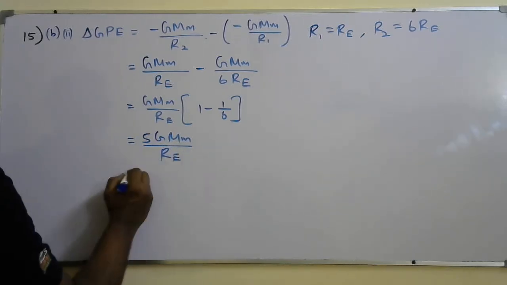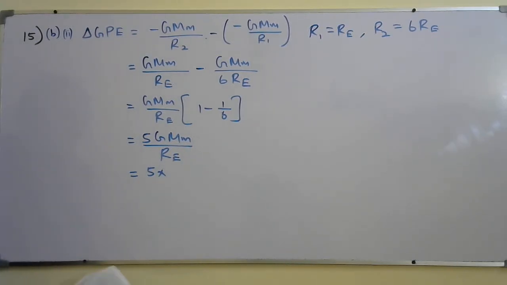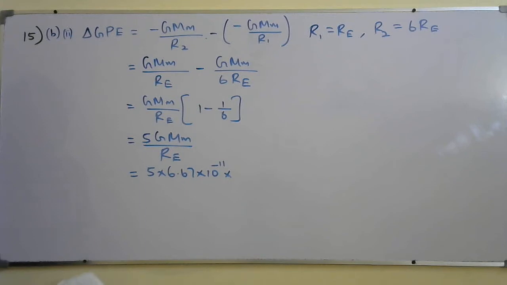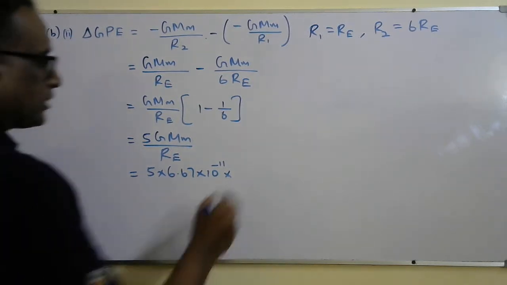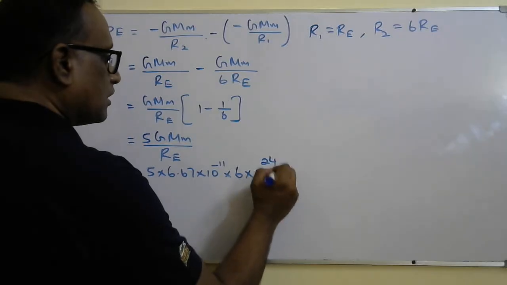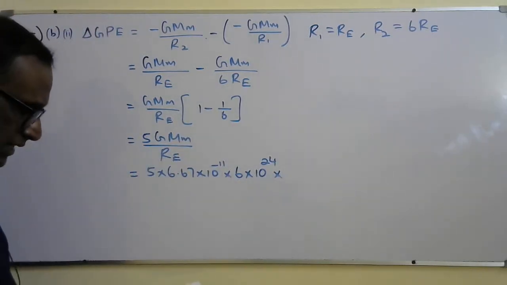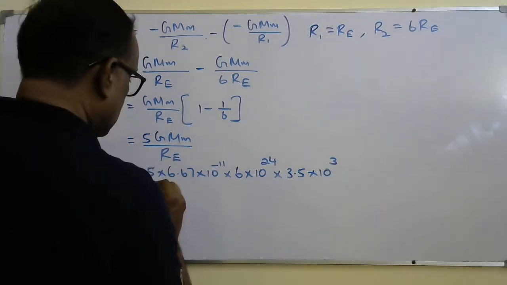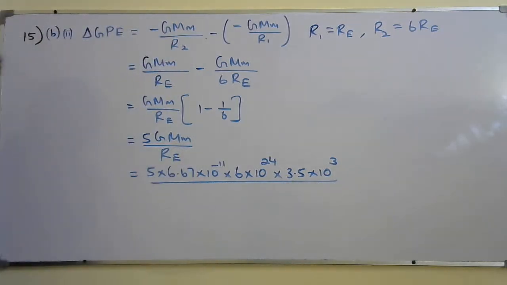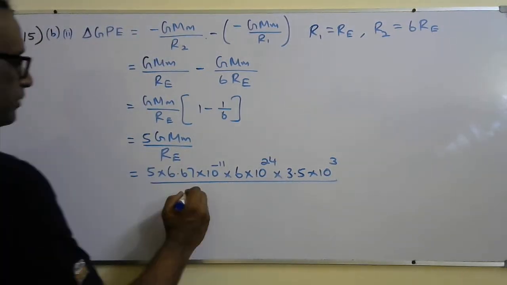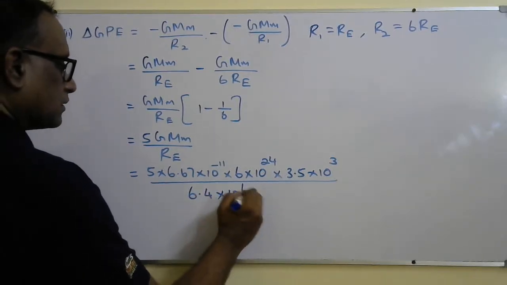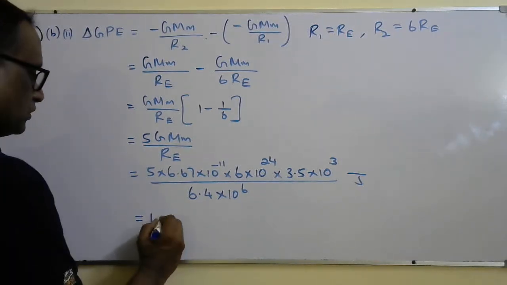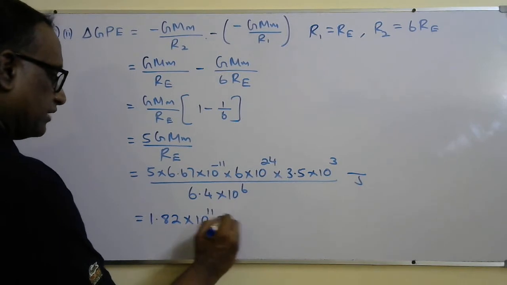Okay, 5 times G, we know, 6.67 times 10 to the power minus 11. Mass of the Earth is given, 6 times 10 to the power 24. Mass of the satellite, symbol m, is given as 3.5 times 10 to the power 3. Radius of the Earth is given, 6.4 times 10 to the power 6, in joules. You will get 1.82 times 10 to the power 11 joules. That's the answer.